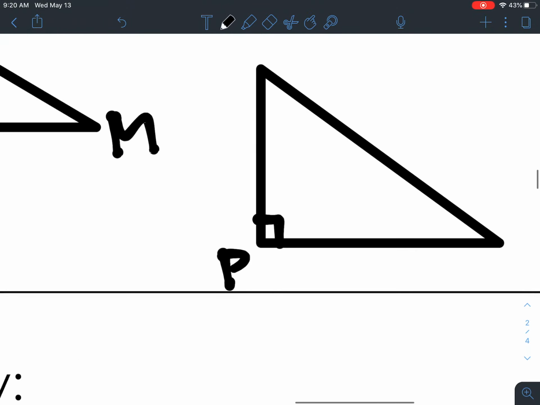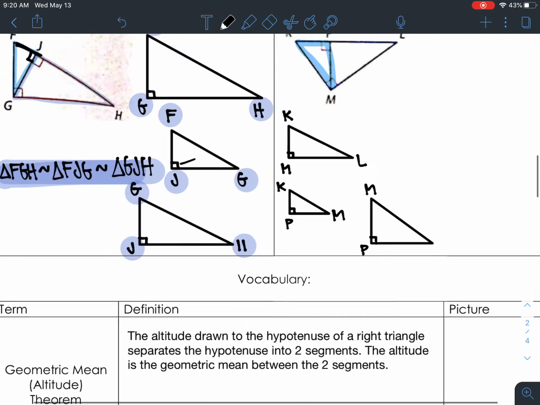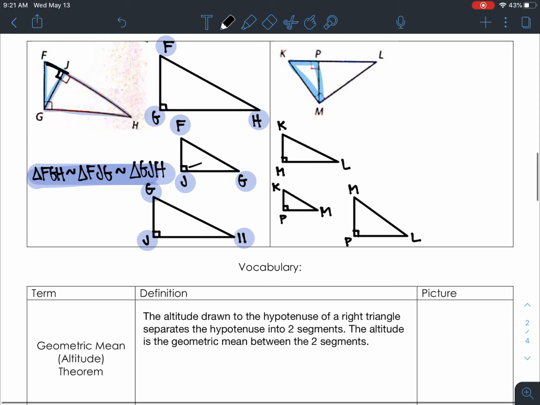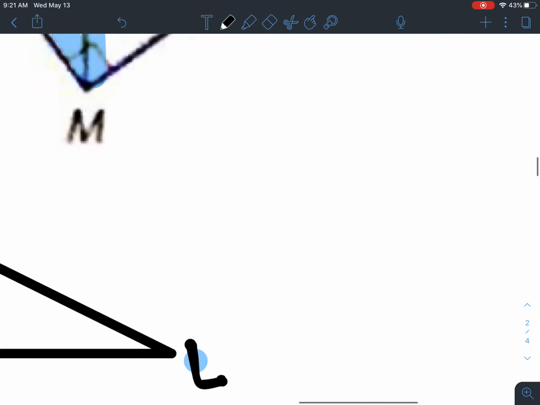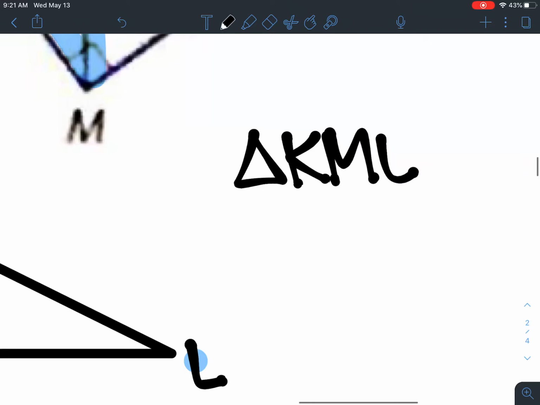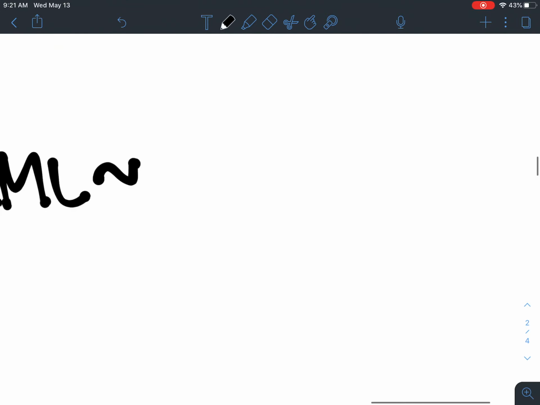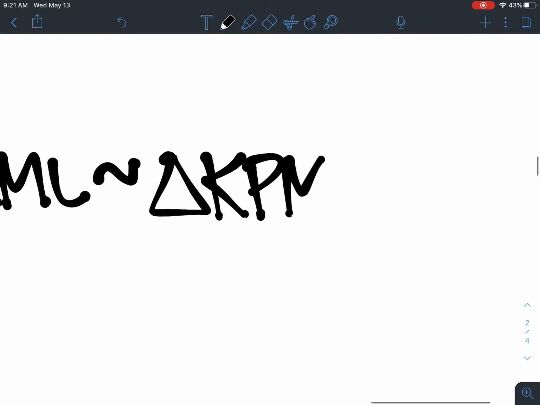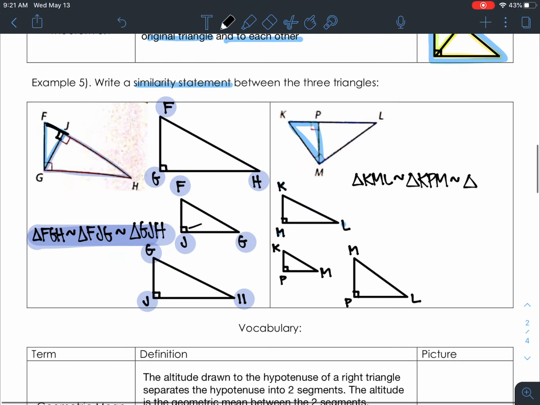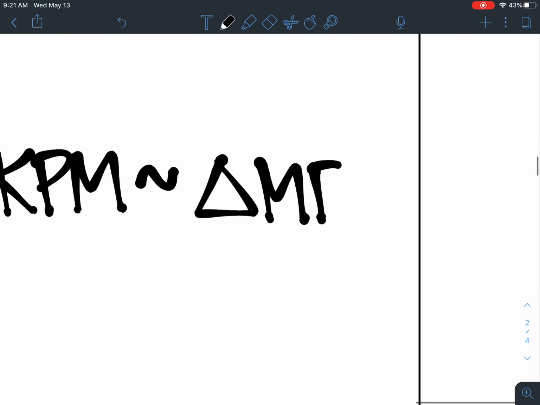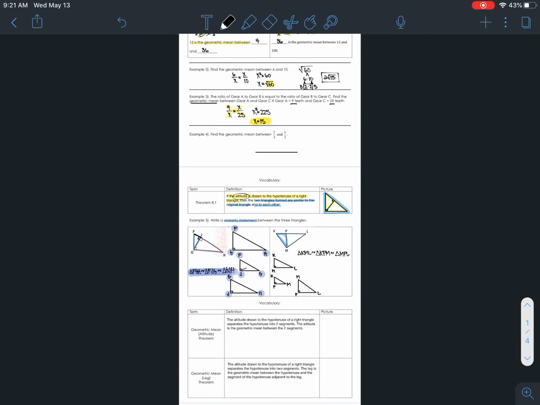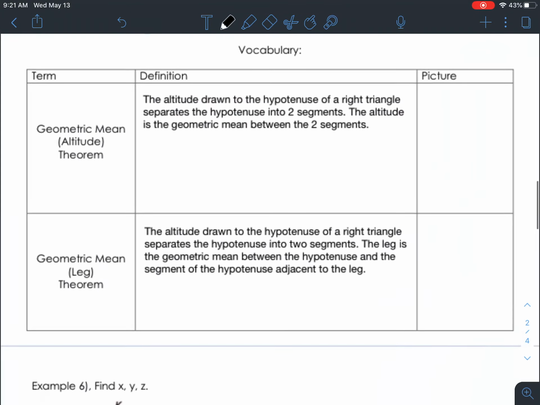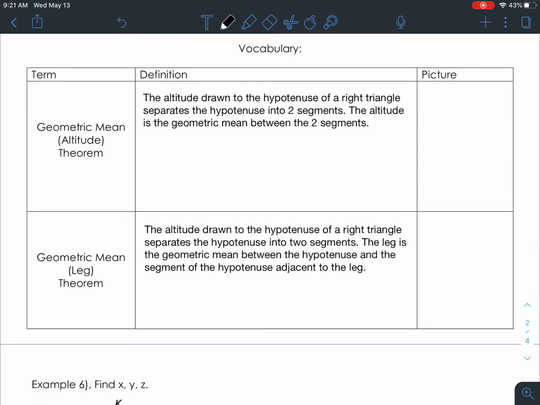P is my right angle again. All right, MP is my small side, and then L. All right, and then from here, it's going to be much easier to write your similarity statement. So I'm going to start with KML. So triangle KML is similar to triangle KPM, which is similar to triangle MPL. And that's my final answer, okay? Okay, so I'm going to pause there again because we are coming into these two massive ideas, all right, with a lot of new stuff in it, okay?